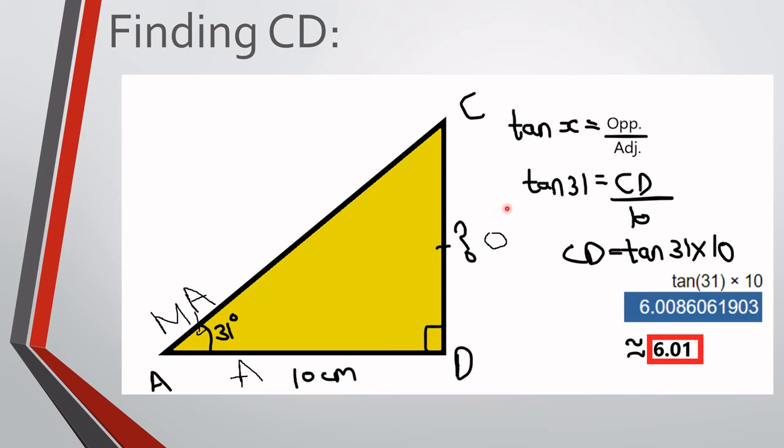So opposite and adjacent, only one function, tan x equals opposite upon adjacent. Tan 31 is CD upon 10, CD equals tan 31 into 10, and this is how it will look after you put it into a calculator, and the final answer you round to 2 dp, which you get as 6.01 cm. Simple. You have to just input this value into the calculator, you will get it done. No more hassle. It's complete.